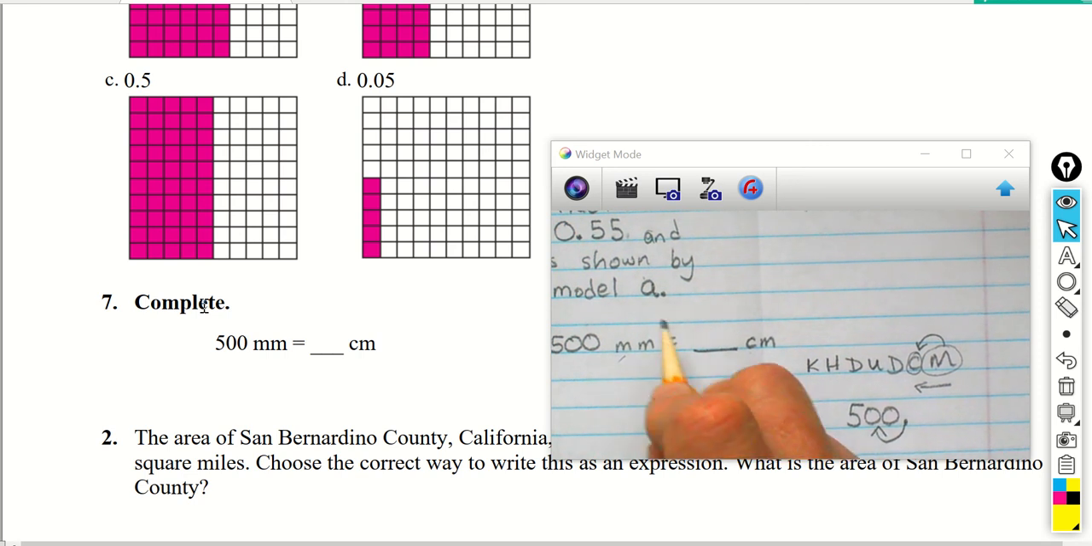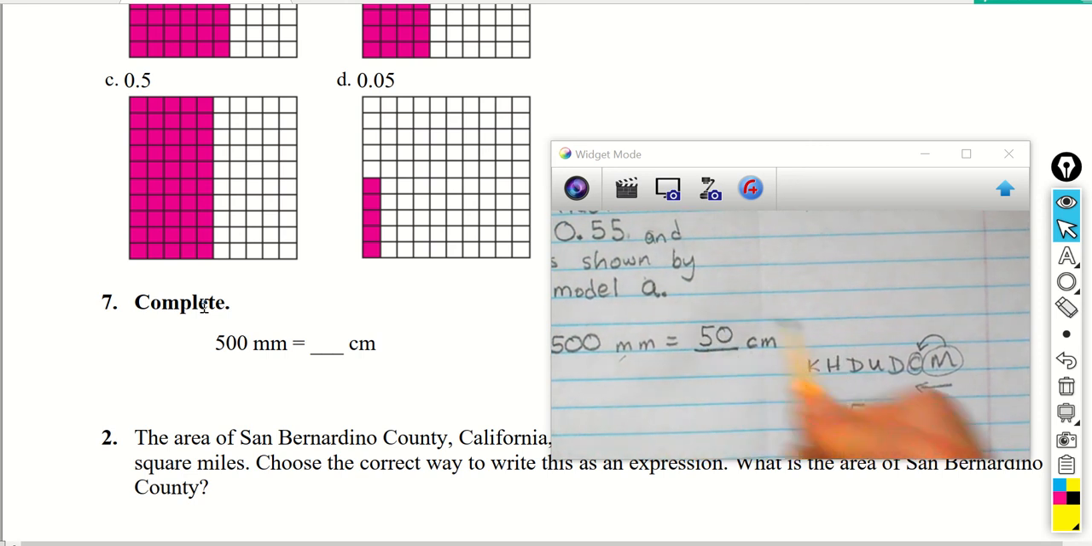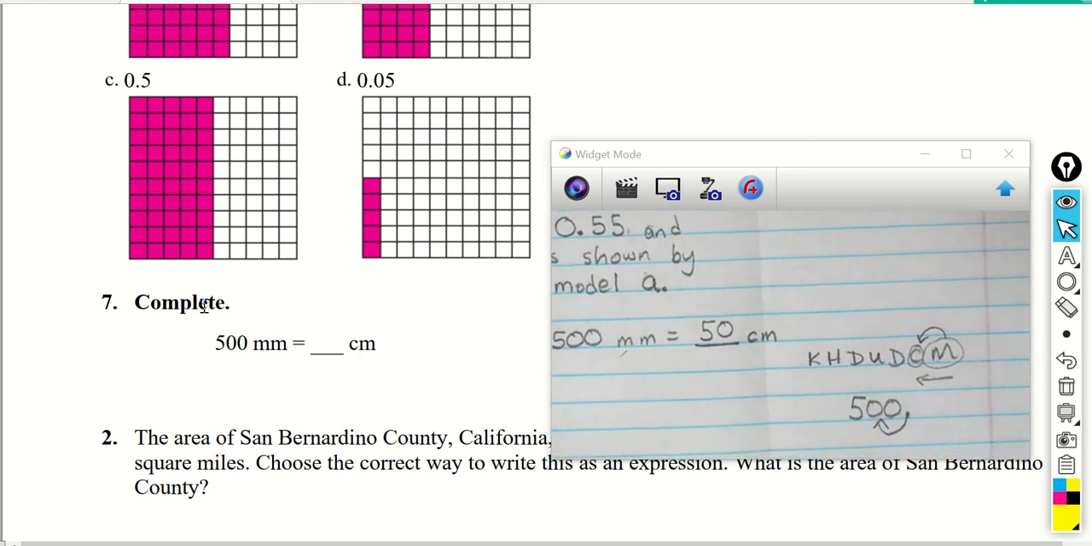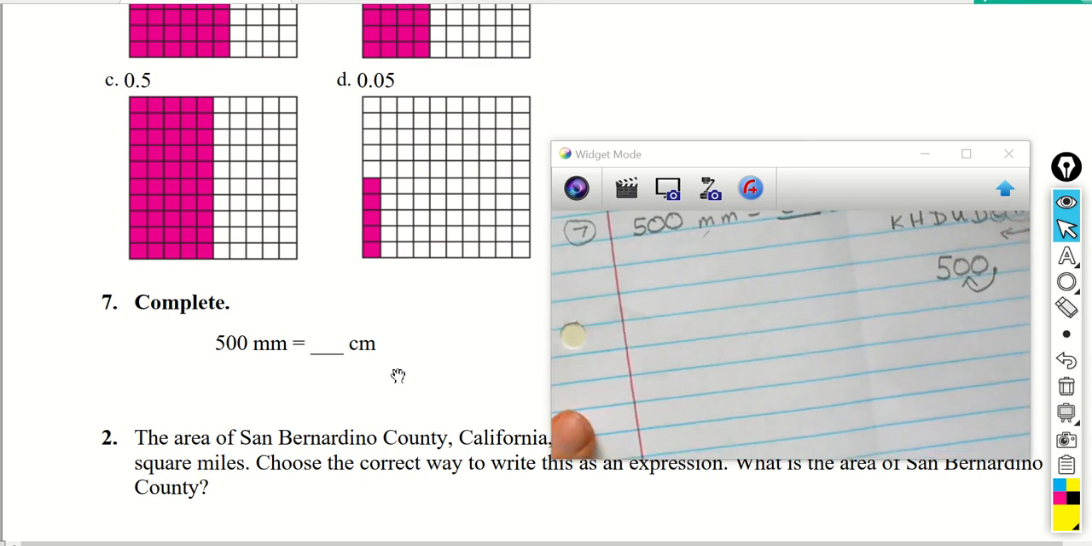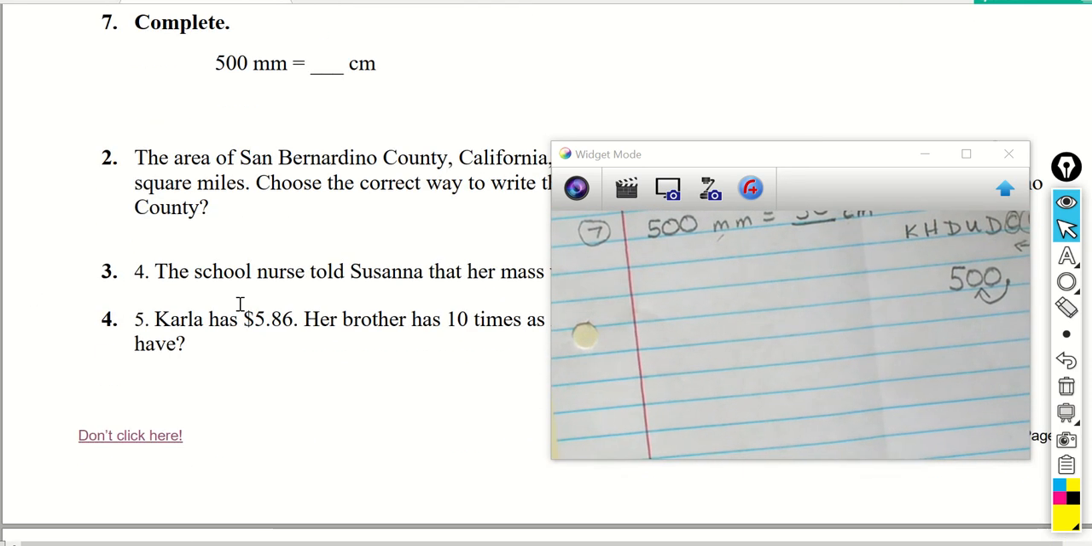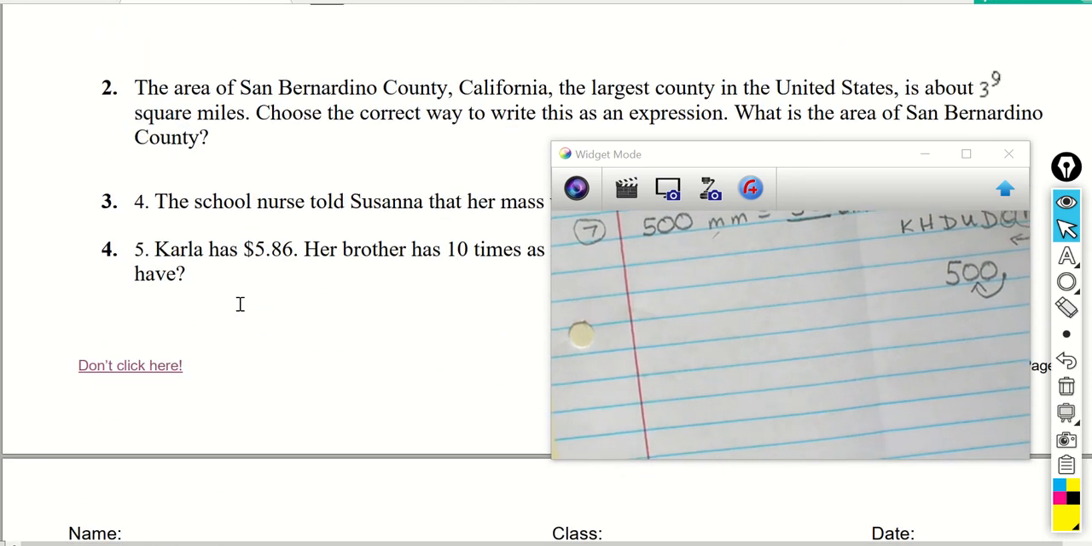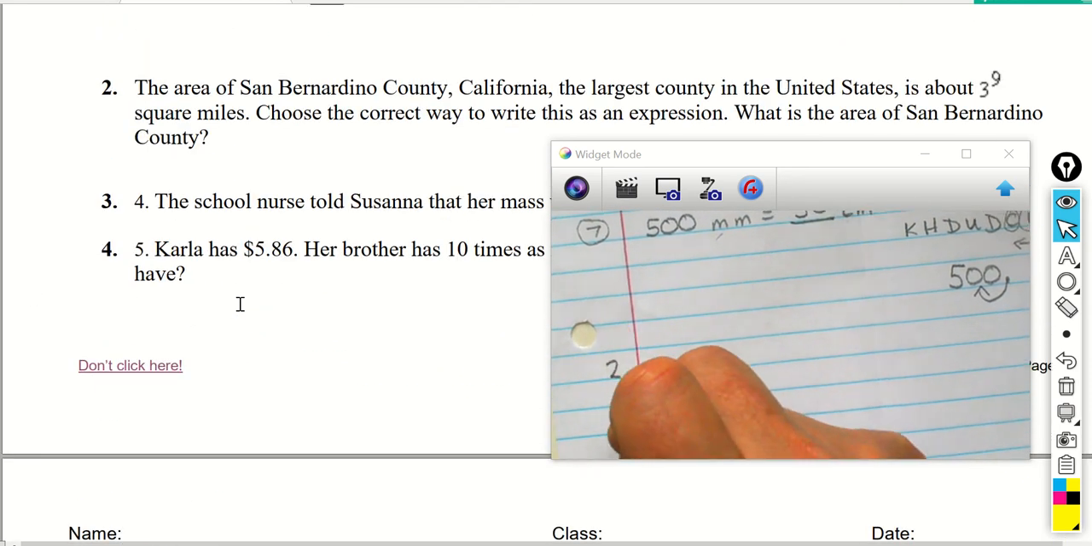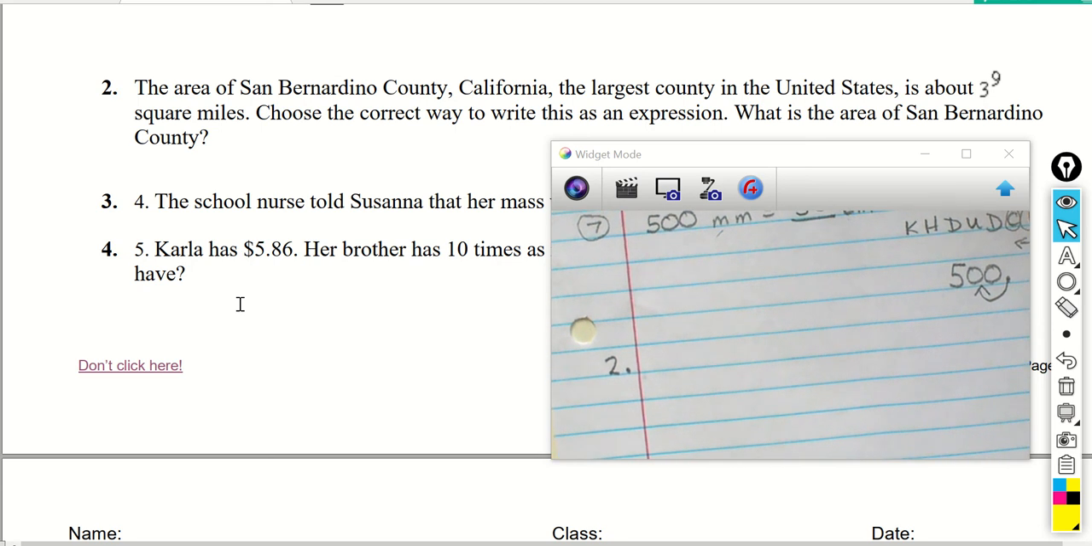So now my 500 becomes 50 centimeters. And that's all you have to do for fake number 7. Now let's go ahead and move on down to, or up to number 2, the real number 2. The area of San Bernardino, California, the largest county in the United States, is about 3 to the 9th power square miles. Choose the correct way to write this as an expression. And then what is the area of San Bernardino County?